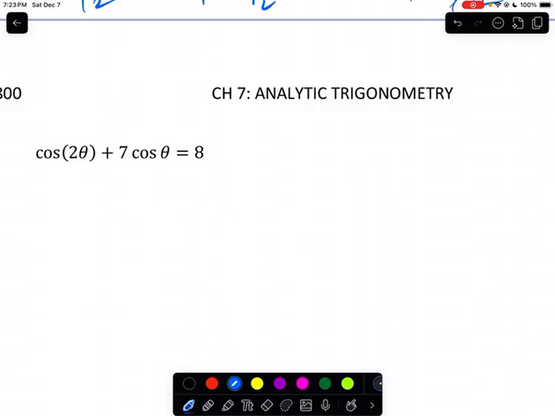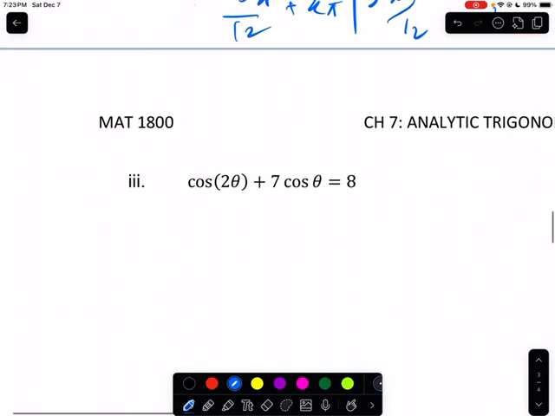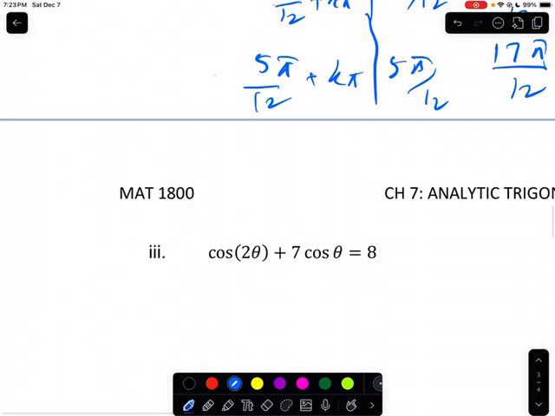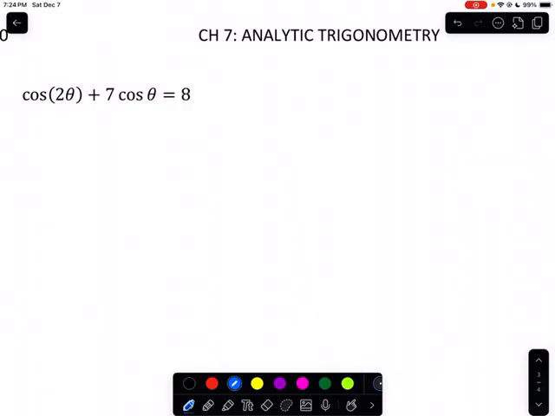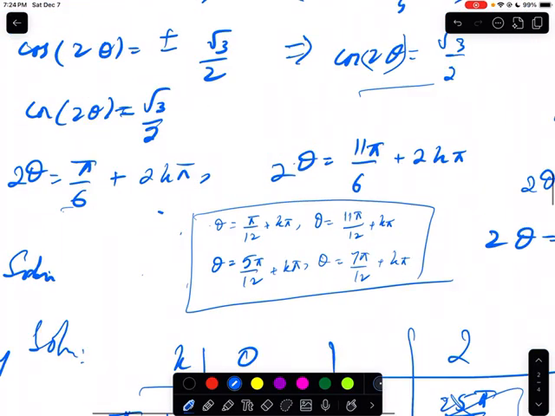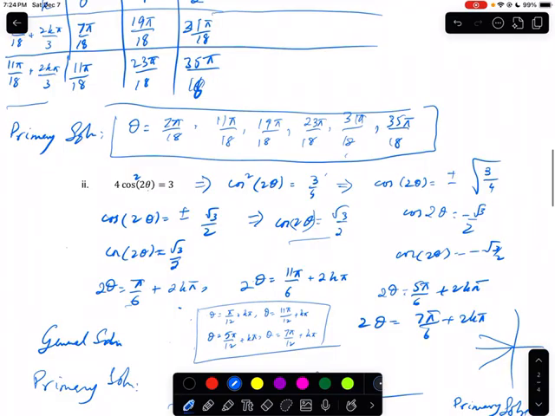Continuing with section 7.5, let us look at the next example. In previous examples, I showed you that if you have a single-term trig expression, for example cosine of 2 theta, we can write it as cosine of 2 theta equal to a number, which we had as 3/4. Actually this was cosine squared 2 theta, sorry. So the cosine squared 2 theta, but that was just a single trig term.